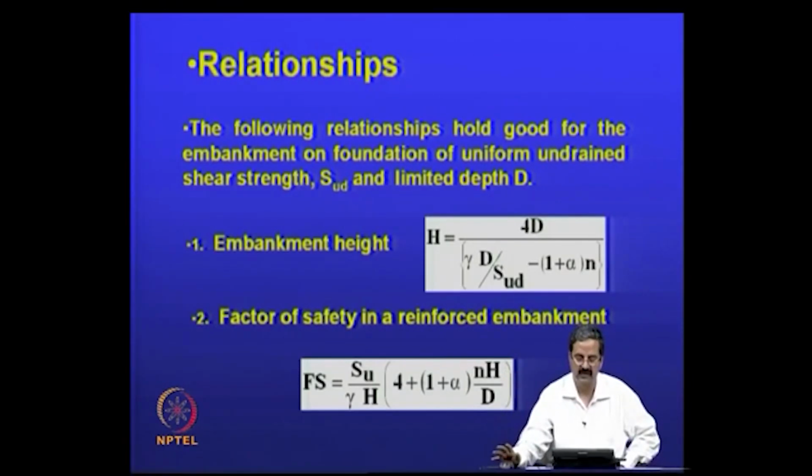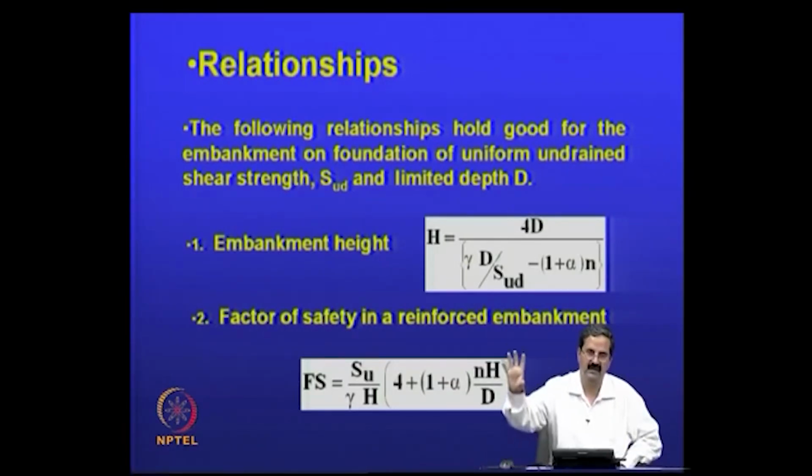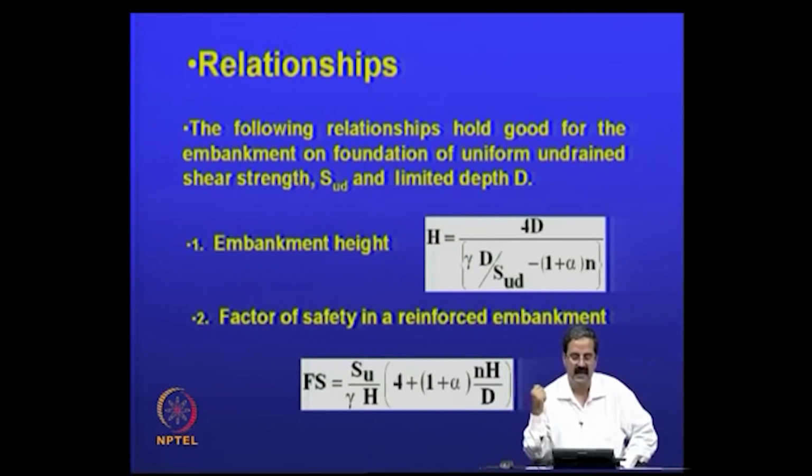Say, for example, you are trying to construct a 4-meter high embankment and the soft soil depth is 4 meters, how do you handle this? If you want more details, one can see those papers in Geotextiles and Geomembranes. So, the embankment height is known, like h equal to 4 meters, 4D, and one can derive this equation.